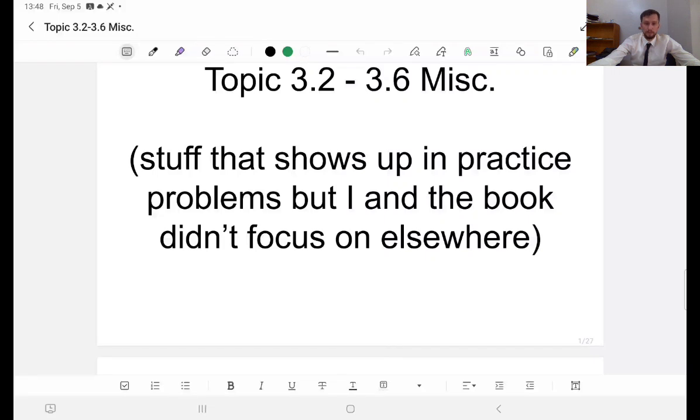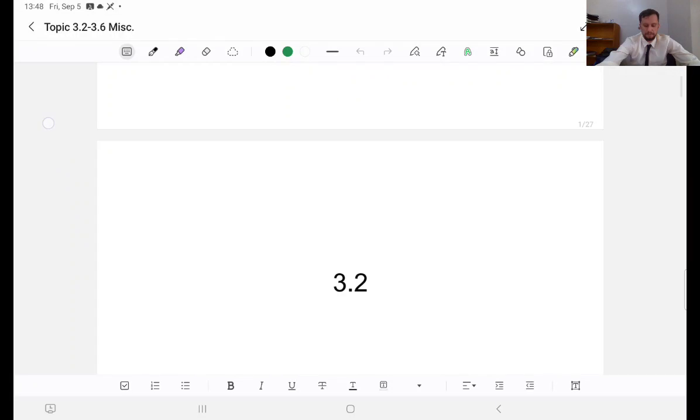So here we're looking at topics 3.2 to 3.6. Again, things that I took note of, just looking through practice problems, but I didn't focus on in the book. Things that you might have got from reading the book or listening to other things I taught, but these are just miscellaneous things that I noticed in practice problems that I think are good to highlight.